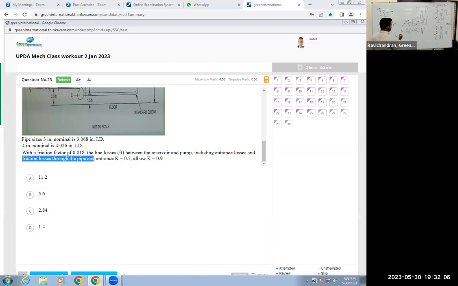So the total LE will be 20 feet plus, it's not 15 feet, because the 15 feet is until the ground. This will trigger you to a bit of confusion. So we have to consider only 15 minus 1.5 feet, plus 20 feet is given, plus 3 feet.